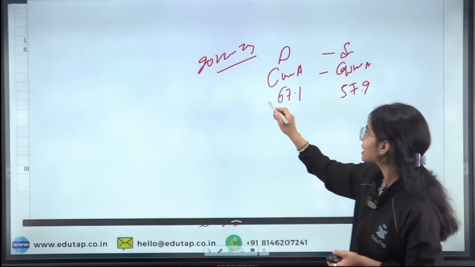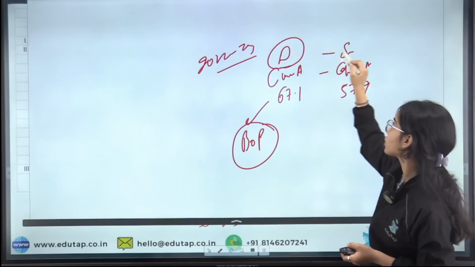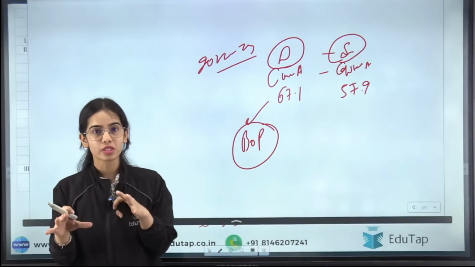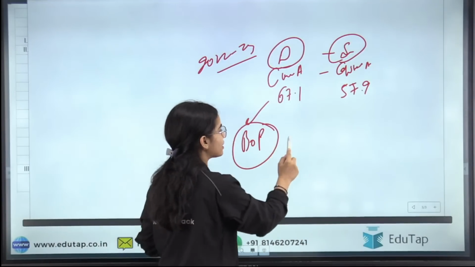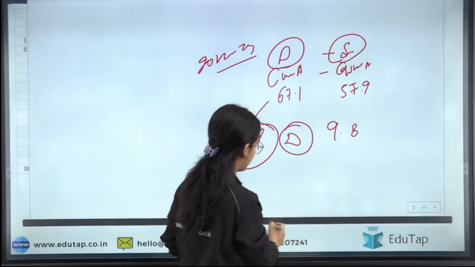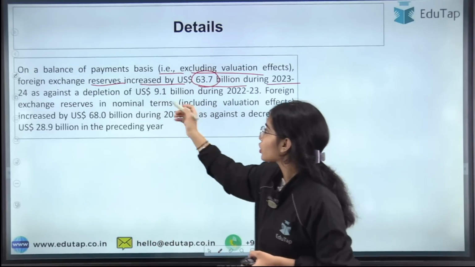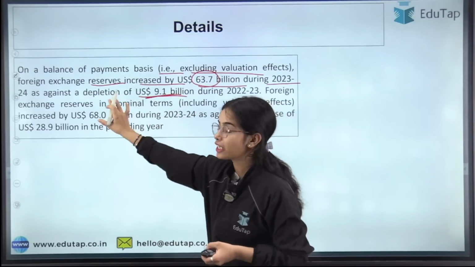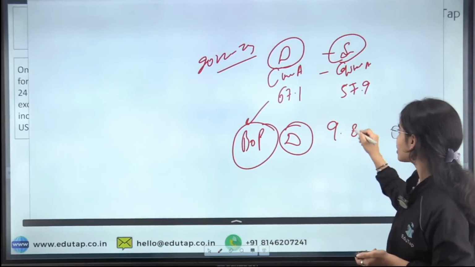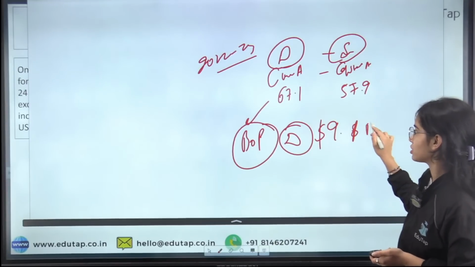That means in the balance of payment, was there a deficit or surplus? The balance of payment has two accounts. If we balance the accounts out, you can see that the balance of payment had a deficit of nearly, sorry, $9.1 billion. So in the previous year, the balance of payment was having a deficit of $9.1 billion.